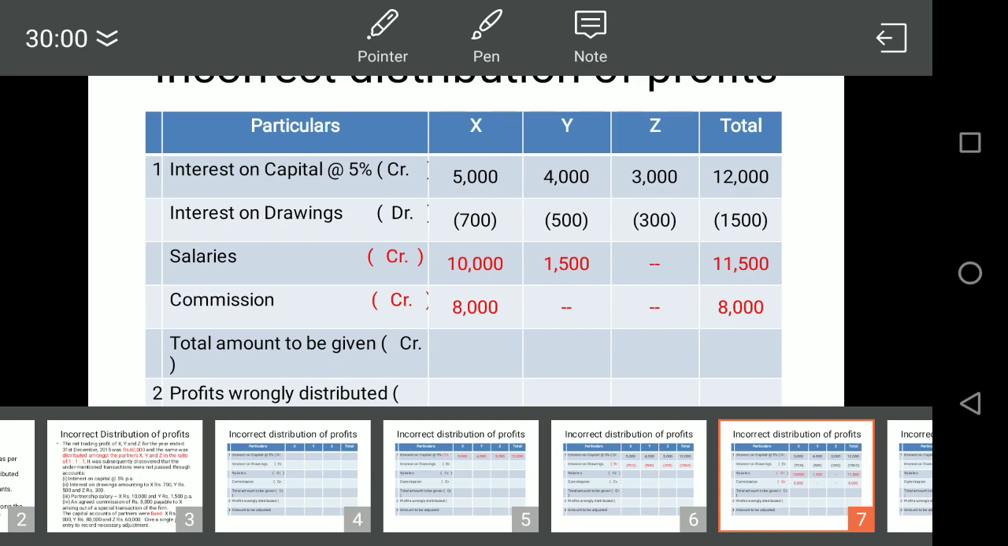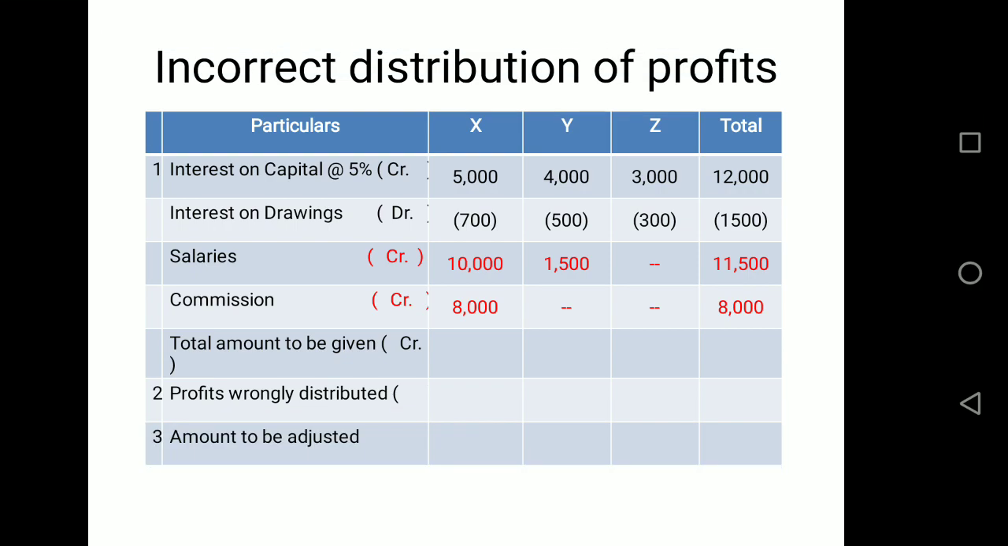Then we have to consider salary and commission. Salary we had to provide to X rupees 10,000 and to Y rupees 1,500. So the total comes to rupees 11,500. And commission we had to provide to X at rupees 8,000. That's out of a special transaction. So now we have calculated all the amounts of provisions.